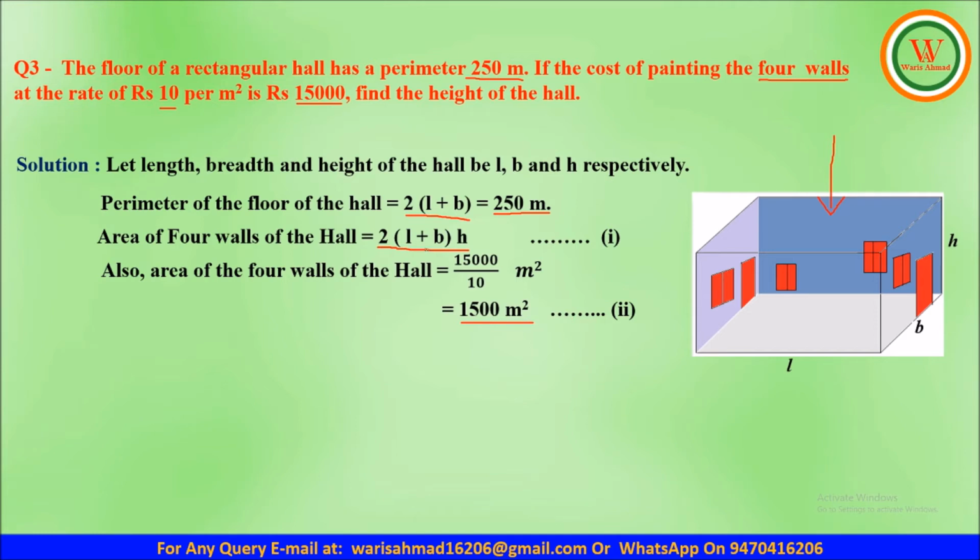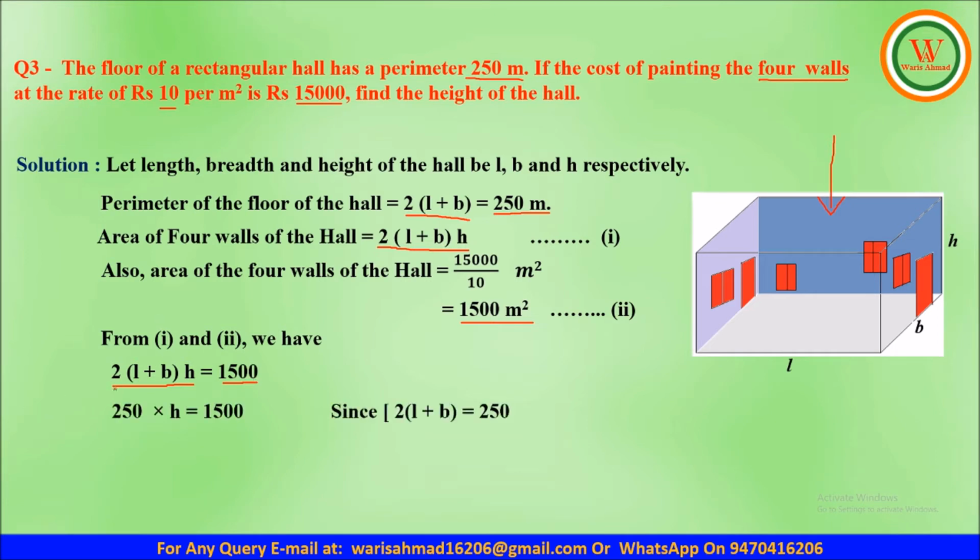In equation number 1, we have area of four walls of the hall is equal to 2(L plus B) into H. In the second equation, we have area of four walls of the hall is equal to 1500 meter square. So from equation 1 and 2, we can say that 2(L plus B) into H is equal to 1500 meter square. So here we can write 2(L plus B) into H is equal to 1500. 2(L plus B) into H is representing the area of four walls, and this 1500 is also equal to the area of four walls.